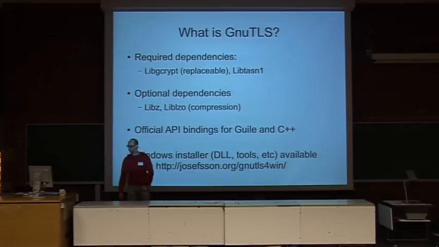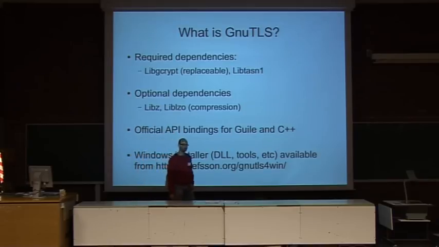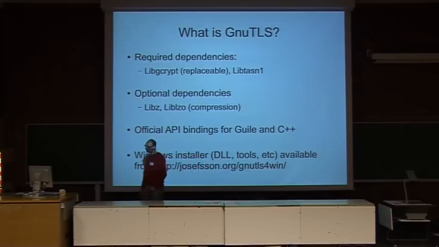We're using libtasn1 for ASN1 parsing. It's a very small library written for GNU-TLS. I believe it's below 10,000 lines of code, which is fairly small for an ASN1 library. And that's required for the X509 parsing. It's not used for any TLS protocol parsing.